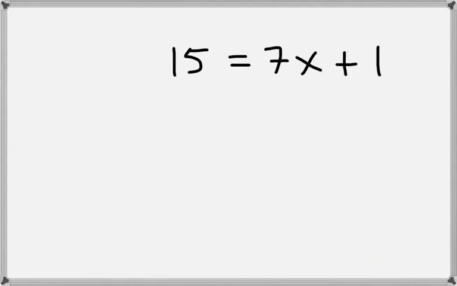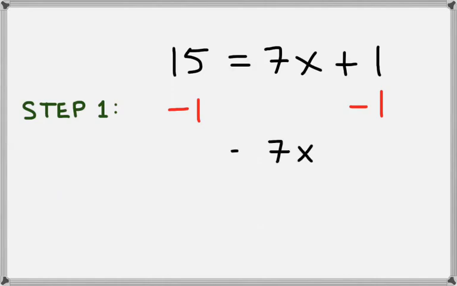Now let's look at 15 equals 7x plus 1. Again, we'll follow the two steps that we used in the last one. The first step is to get the x term by itself, so we'll subtract 1 from the right side. Now we need to subtract 1 from the left-hand side as well.